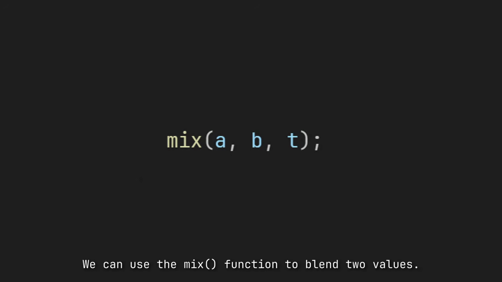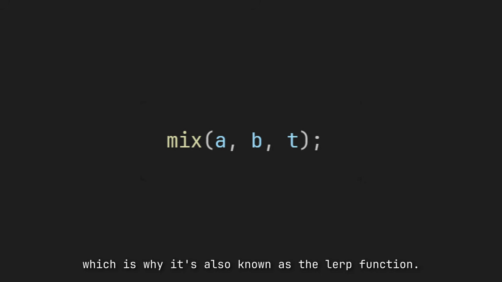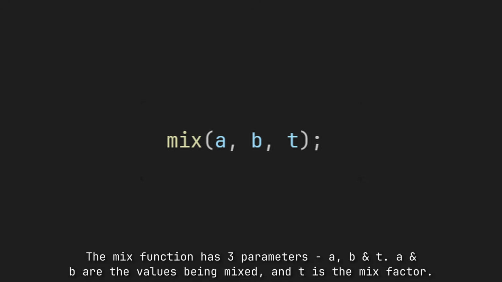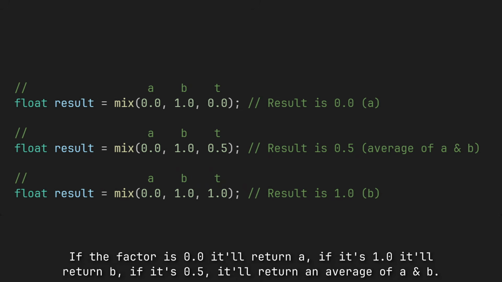We can use the mix function to blend two values. This function mixes or linearly interpolates between two values, which is why it's also known as the LERP function. The mix function has three parameters, a, b, and t. A and b are the values being mixed, and t is the mix factor. If the factor is 0, it will return a. If it's 1, it will return b. If it's 0.5, it will return an average of a and b.